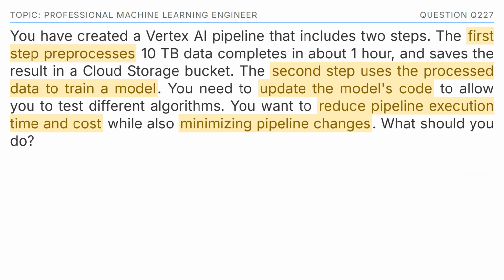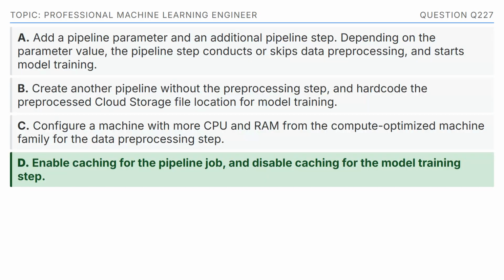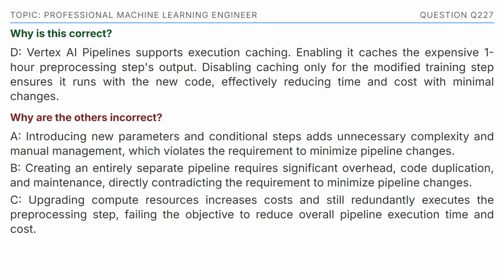To arrive at the correct answer, we focus on the keywords: first step pre-processes, second step uses the processed data to train a model, update the model's code, reduce pipeline execution time and cost, minimizing pipeline changes. The correct answer is option D, enable caching for the pipeline job and disable caching for the model training step. Why is this correct? D. Vertex AI pipeline supports execution caching. Enabling it caches the expensive 1-hour pre-processing step's output. Disabling caching only for the modified training step ensures it runs with the new code, effectively reducing time and cost with minimal changes.